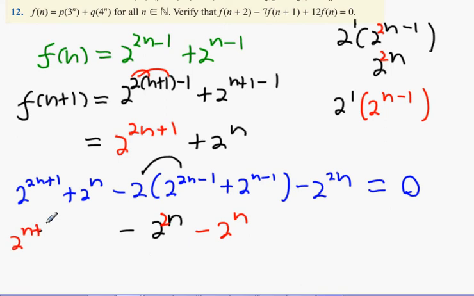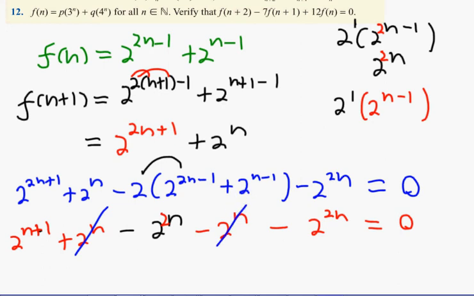Now, you're looking at both sides, and you're going, okay, let's see what we can cancel off here. What we can cancel off here would be 2 to the 2n. Oh wait, we can't do that. The only one we can cancel off is these two, isn't it?